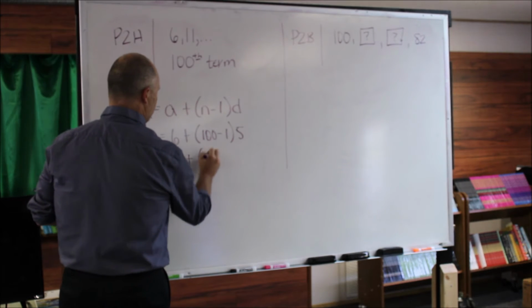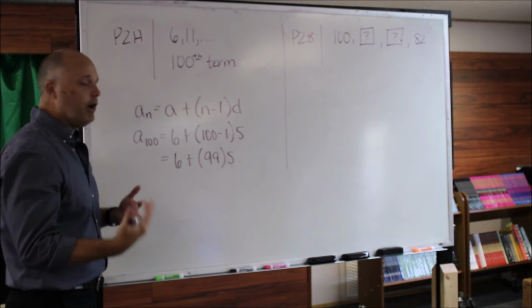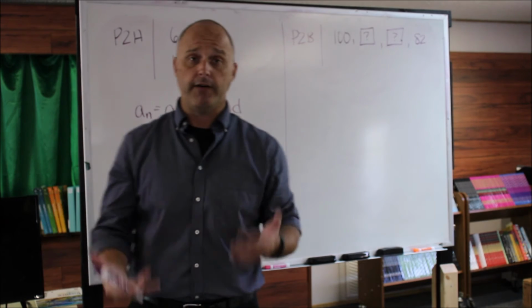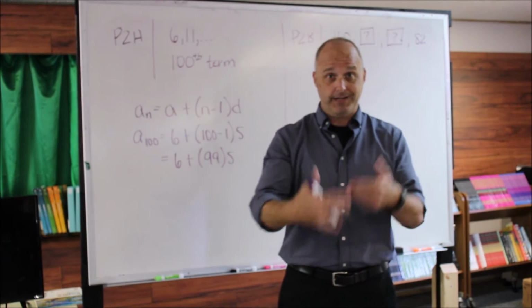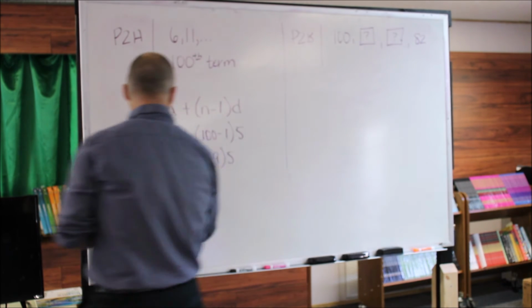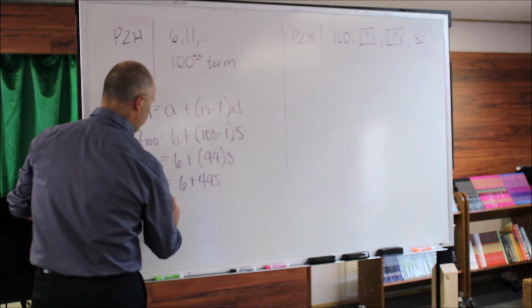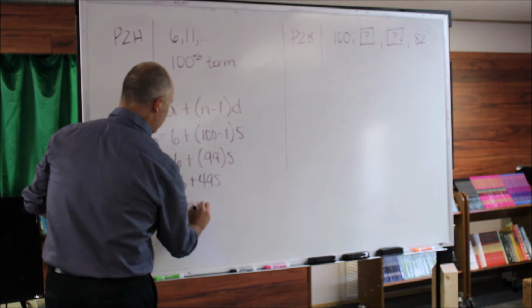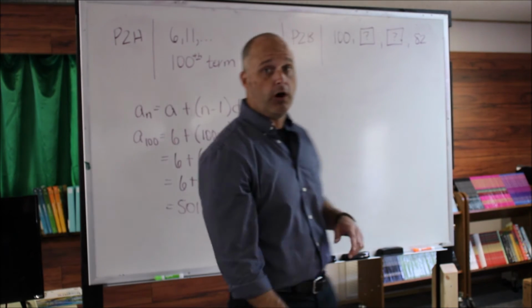6 plus 99 times 5. 100 times 5 is going to be 500. So if we take one of those 5s away, which would give us 99 5s, that's going to give us 495. So we end up with 6 plus 495, which is 501. So the 100th term in this sequence is going to be 501.